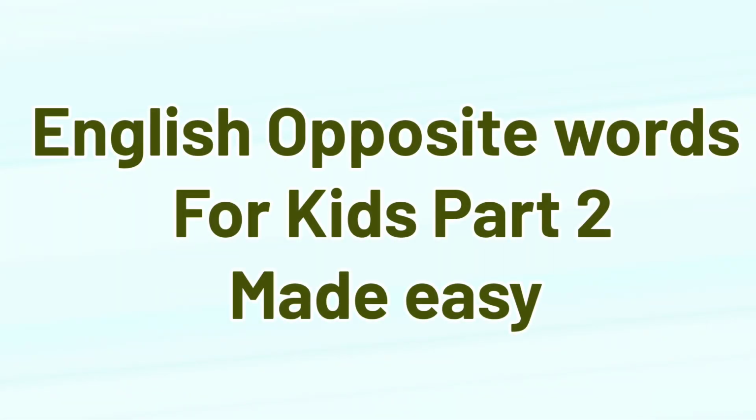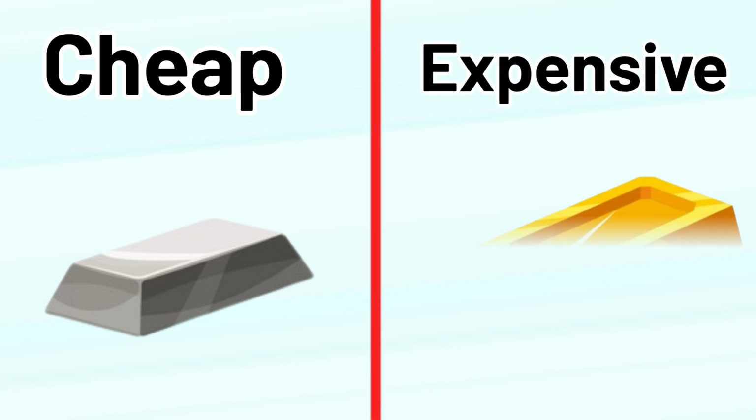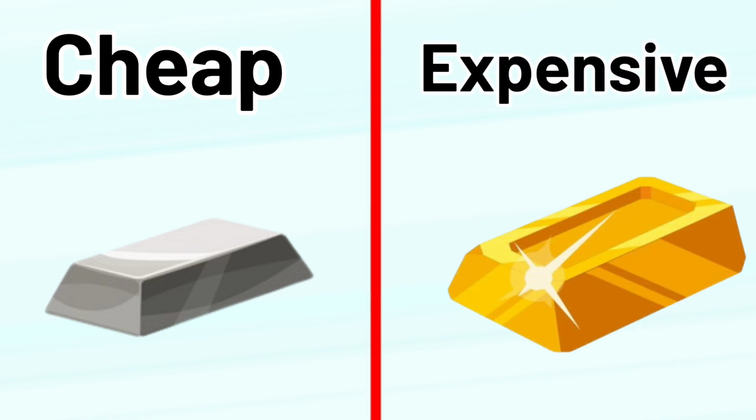English opposite words for kids part 2 made easy. Cheap, expensive. Children, this silver is cheap. This gold is expensive. Cheap, expensive.